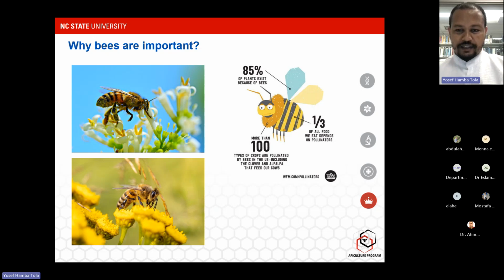And not only that, 1 out of 3 of all the food we eat, all the crops we depend on, are pollinated by bees. For example, in the United States, more than 100 types of crops are pollinated by bees. And in developing countries or small-scale farm areas, bees play a role for farmers and beekeepers as income generation, especially in our continent, Africa.